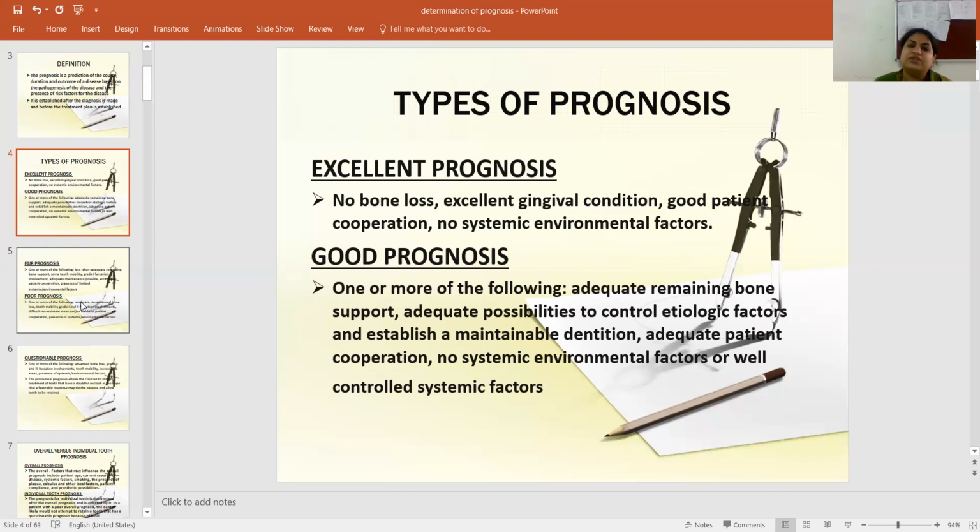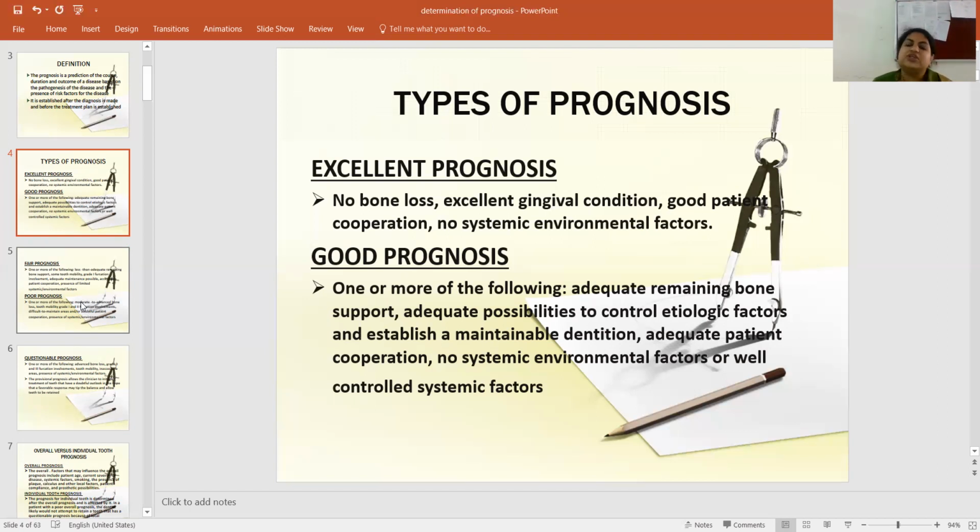The gingival margin should be scalloped and knife edge. There will be no bleeding, no pus or exudate suppuration, and no enlargement. Then it will come under the excellent gingival condition. Patient cooperation is good; the patient is very cooperative and hopeful about the treatment. There should be no systemic and environmental factors. Environmental factors include smoking, or the patient working in an area like mining. These also come under environmental factors.